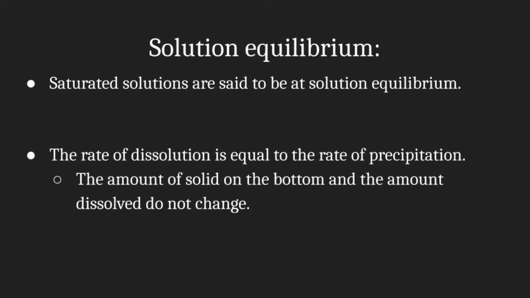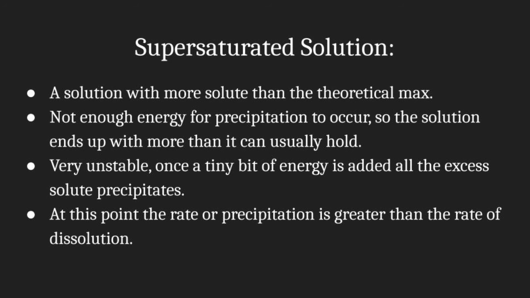They will stay constant. The last type of solution that we are going to discuss is a supersaturated solution. This is when the solution has more solute dissolved than the theoretical max. This is because it takes energy for precipitation to occur. So if there's not enough energy for the solute to precipitate, the solution can go above that theoretical max, or can go above its saturation point.